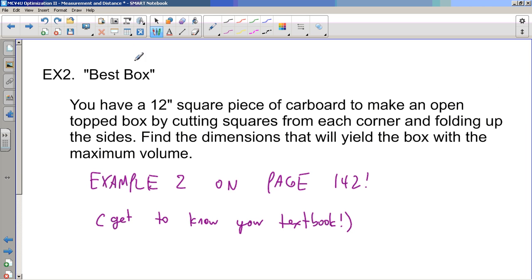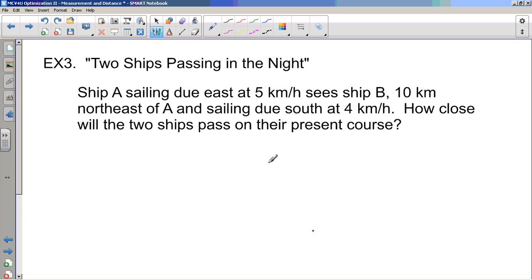Example two, the best box problem, a classic problem that we actually saw in functions and are able to solve better exactly now in calculus. I'm going to let you spend some quality time with your textbook and read the example on page 142. If you'd like to see this example done out in full, you can see that in the notes, but I want you to learn that from your textbook. It's an important skill in university to use your textbook as a resource to teach yourself. So I'm going to skip that one.